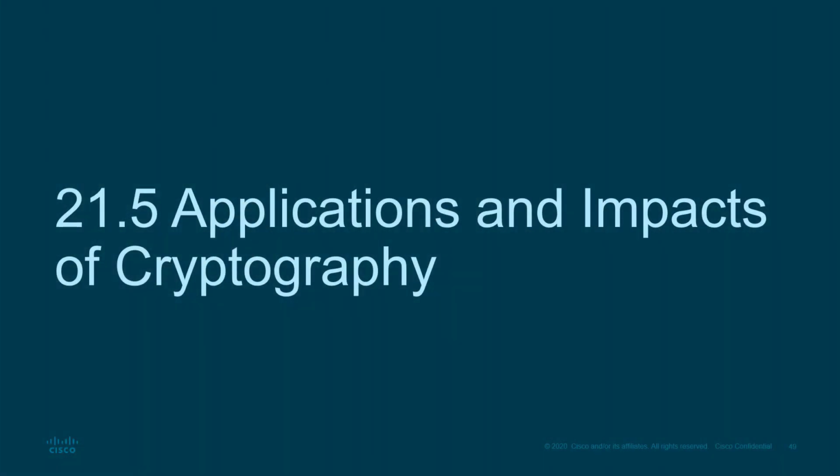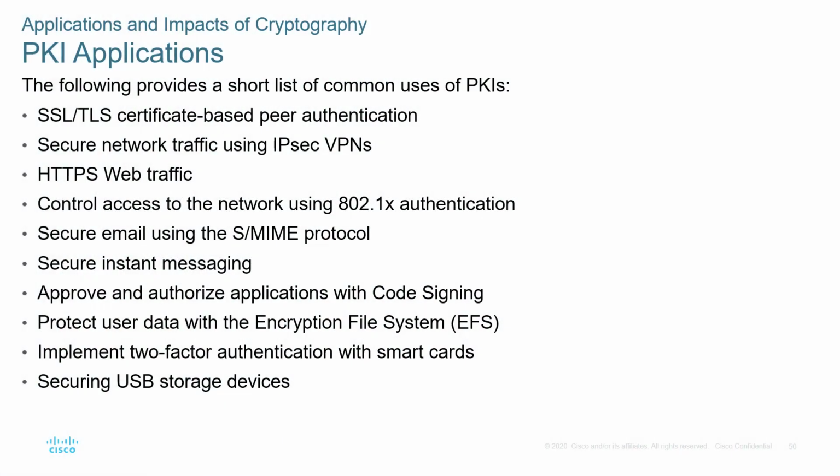Alright, so moving on, the last main section is about the application and impact of cryptography. PKI is used by many different things to perform some basic security: SSL or TLS for certificate-based peer authentication, HTTPS web-based traffic, VPN traffic, sending secure email, secure messaging, encrypted file systems, code signing, smart cards, storage devices, and more. Lots of stuff uses PKI in protecting and encrypting information and data.